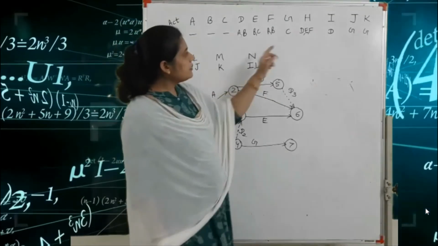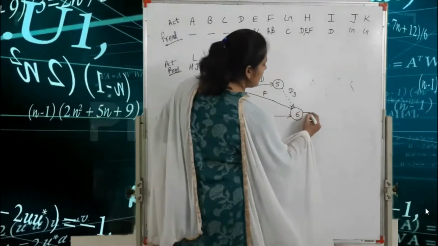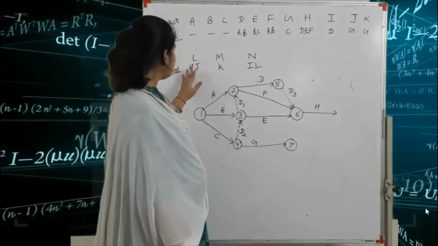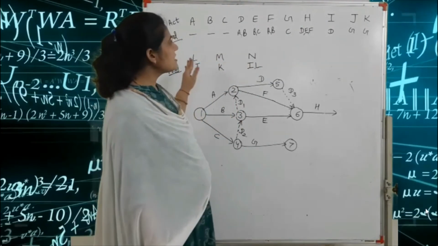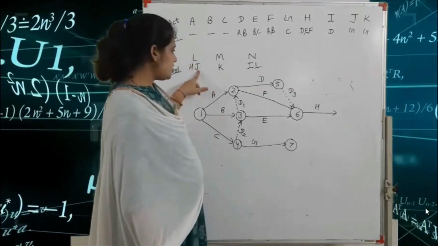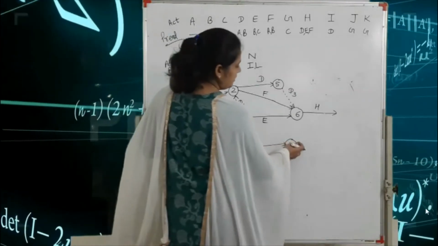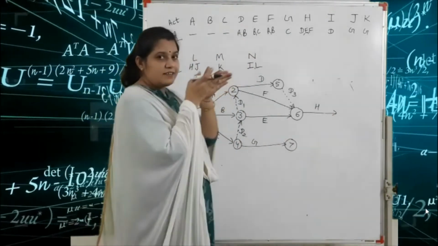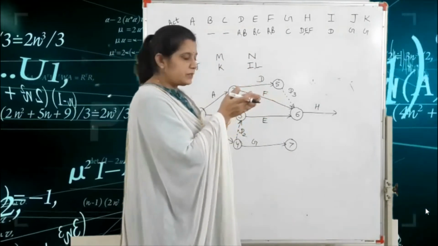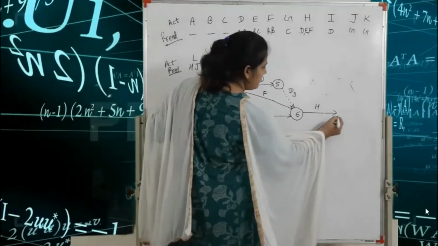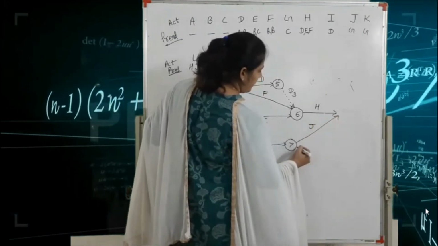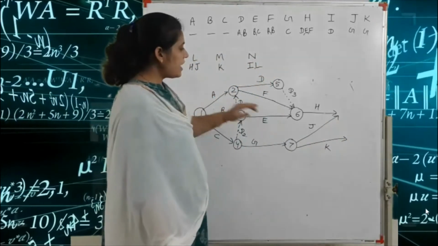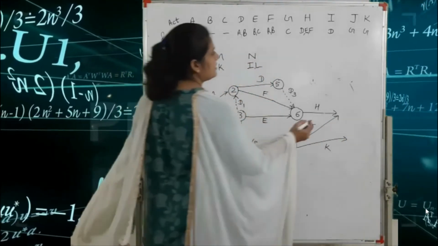And here D, E, F completed, then the H activity starts. So we write here the H activity. And here the H activity is completed, H and J. So G completed, then we write the G and K activity. Got it? So H and J both are completed together. So we write here the J activity and here the A activity.